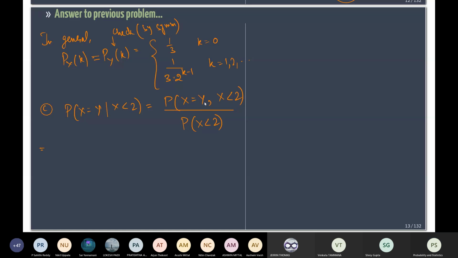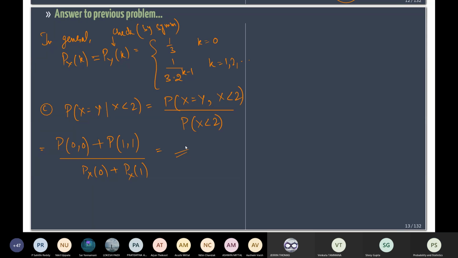Now, X is equal to Y and X less than 2. What are the possibilities on the grid, right? So X must be equal to Y and X less than 2. So the possibilities are 0,0 and 1,1, right? So probability of 0,0 plus probability of 1,1, divided by probability that X less than 2. What are the possibilities? 0 and 1, because X must be greater than or equal to 0. Now all these values are known and you can do the computations.